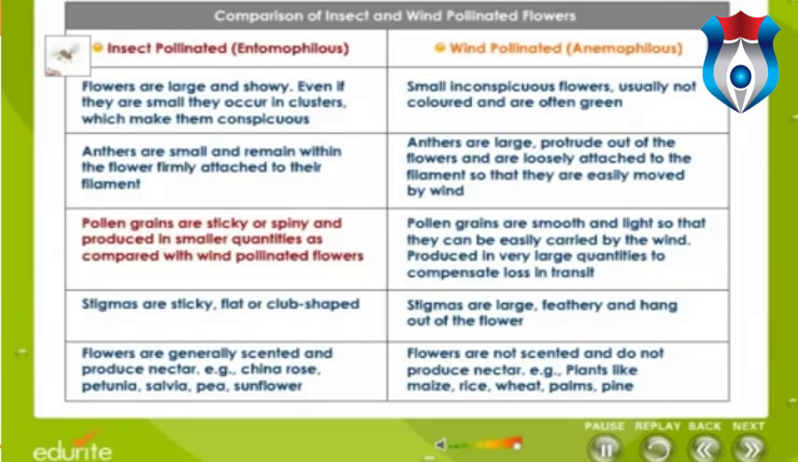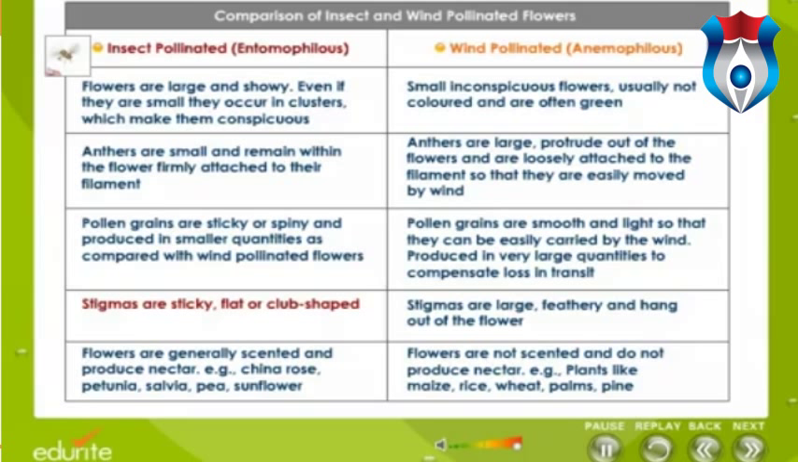Pollen grains of insect-pollinated flowers are sticky or spiny, and are produced in smaller quantities as compared to wind-pollinated flowers, while the pollen grains of wind-pollinated flowers are smooth and light, so that they can be easily carried by the wind. The pollen grains of the wind-pollinated flowers are produced in very large quantities to compensate loss in transit.